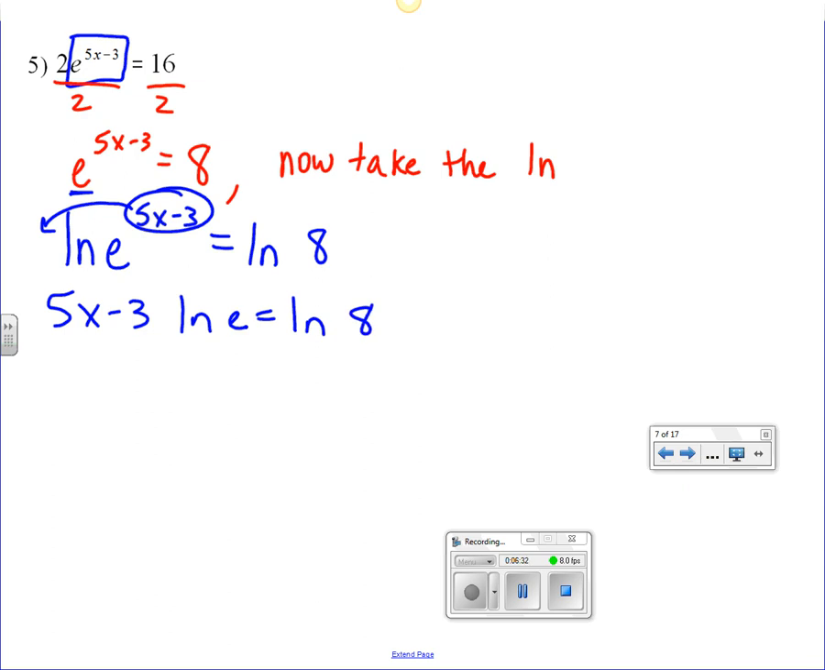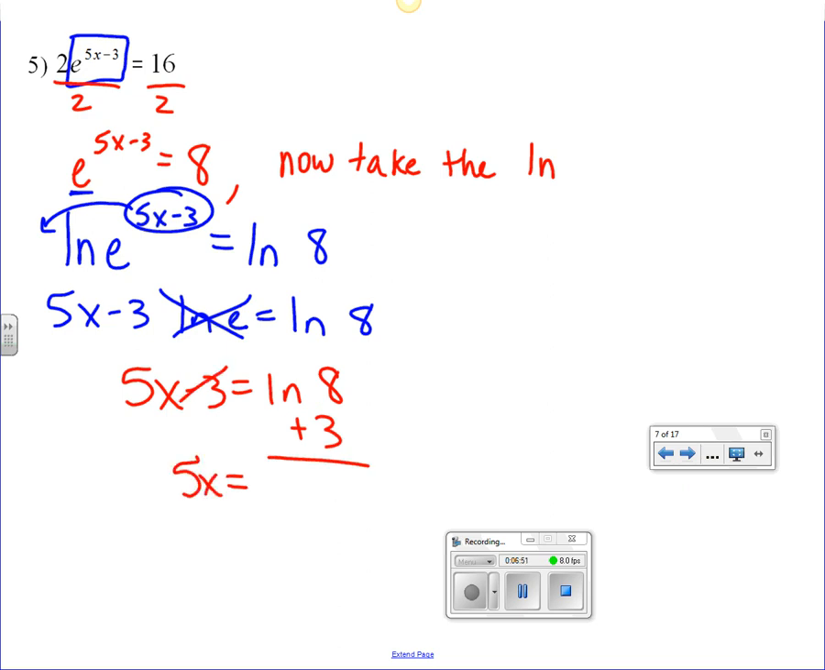Now, ln e actually cancels itself out. It disappears. If you didn't remember that, you could type it in the calculator and you'd end up with the same answer, but it does disappear. So we're left with 5x minus 3 equals ln 8. So you would add 3.